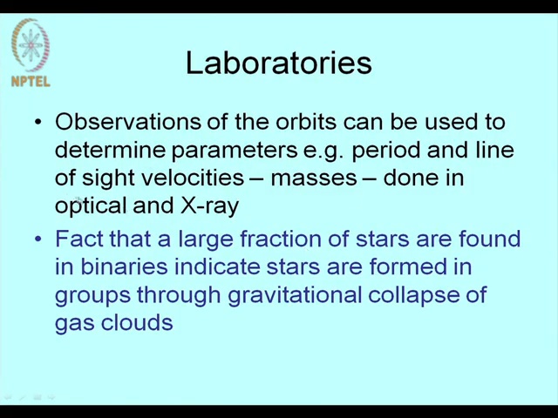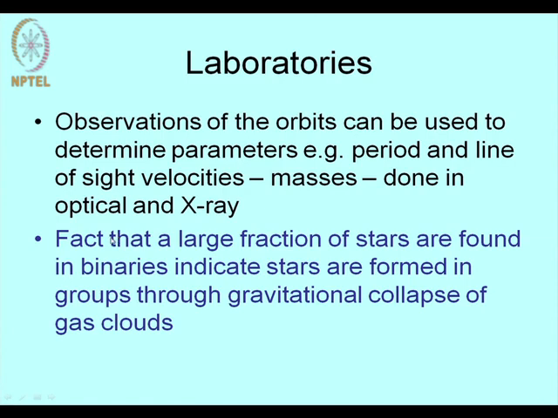So, for individual stars, it is very difficult to determine the mass of the star, but if you have a binary system, you can determine various parameters about the stars like the mass, and this is done in optical and in X-ray. So, they are very useful laboratories where you can determine different parameters from the period and the line of sight velocity. You can determine the mass of the stars.